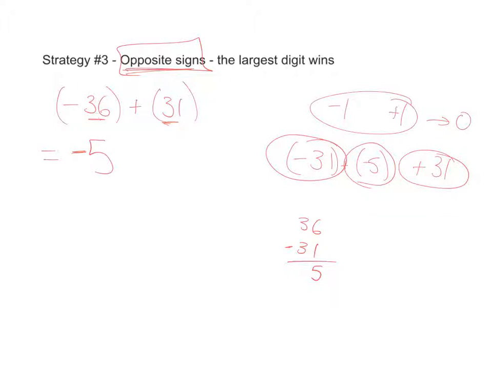Let's try it again with another question. Let's say, for example, I had negative 27 plus positive 17. So first thing I would do is, they have opposite signs, so we do a subtraction. Take the bigger one, which is 27, subtract the smaller one, which is 17, leaves me with 10. So I've got 10. Now which one wins? Well, in this case, the negative 27 has a bigger digit than the positive 17, so the negative wins out. So my answer is negative 10.